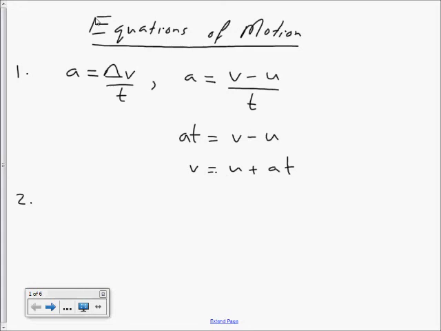The second one, we know that in general, displacement or distance, we might say, is speed times time. So here we'll say displacement equals average velocity times time. How do we work out the average of something? We take the initial and the final values and we add them together and divide by 2. So u, initial velocity, plus v, final velocity, divide by 2 and multiply that by t. s equals average velocity times time. There's the second equation, as simple as that.